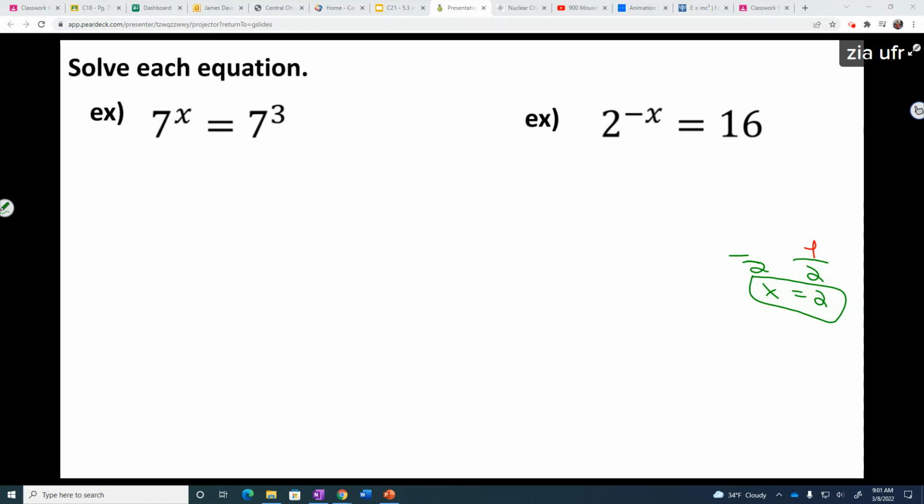Okay, so easy one to start. 7 to the x equals 7 to the third. So we've seen this before. x equals 3, right? Okay, that's where the easy ones end.